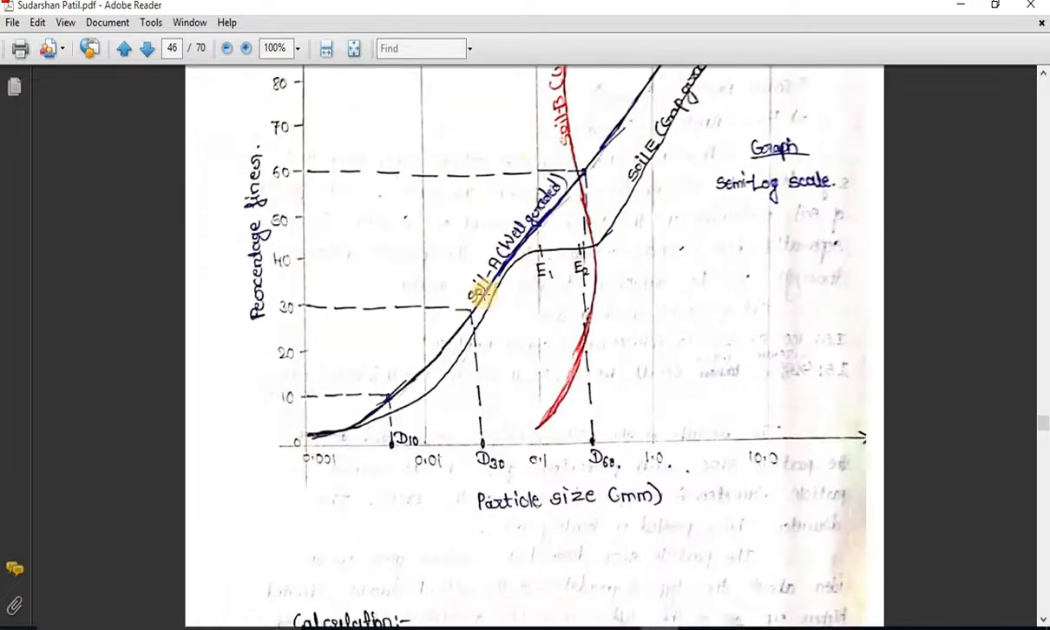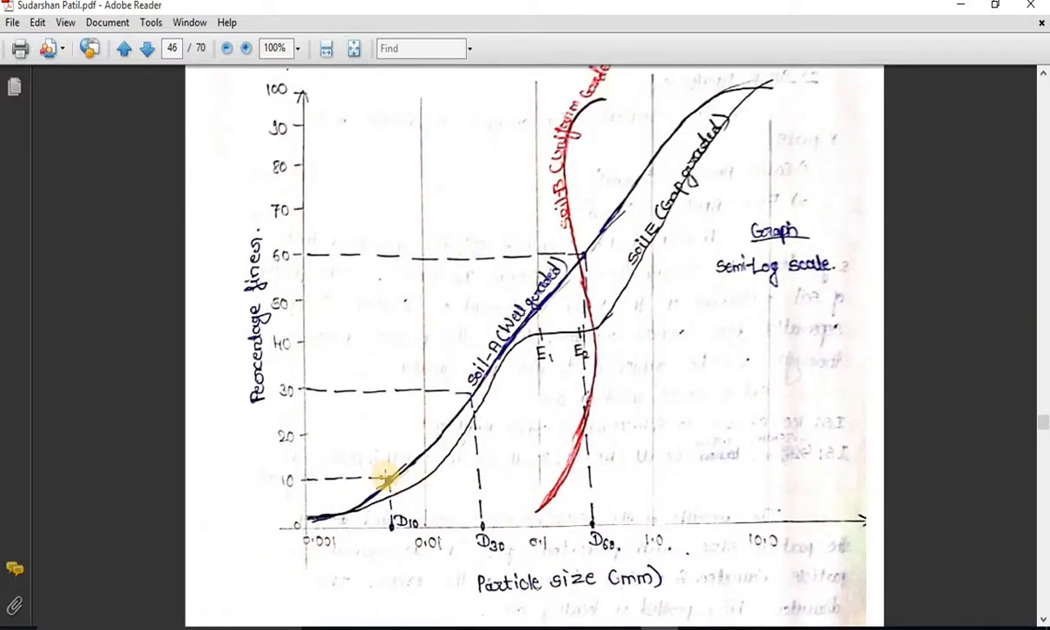After taking them on the x-axis and y-axis, based on the type of curve which we get, we can decide the type of soil. I will tell you how we decide the type of soil based on the type of curve. You can see here I have used three colors: blue, black and red.